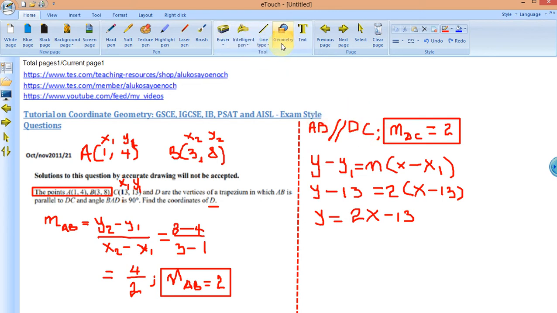So let me put that also in a square box or rectangular box. Sorry for that.